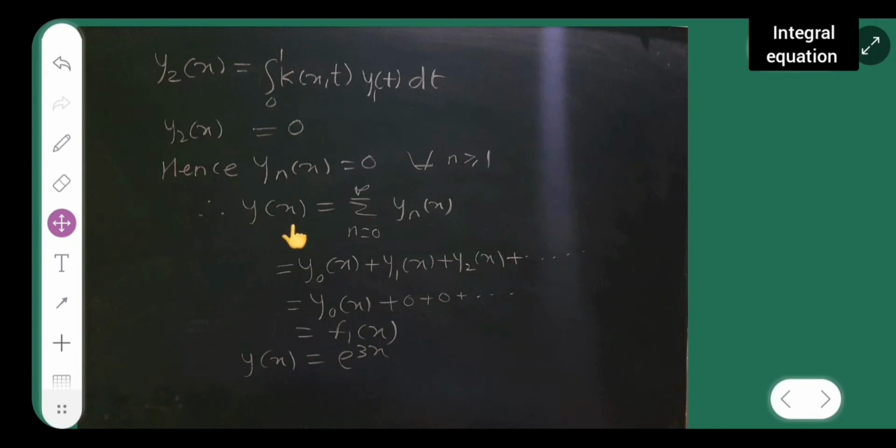Therefore, my y of x is equal to summation of n equal to 0 to infinity of yn of x. Now this series I will write as y0 of x plus y1 of x plus y2 of x and so on. Now y0 of x, write as it is, and the other values you all got are 0, okay? Now y0 of x is nothing but f of x, which is equal to e raised to power of 3x.